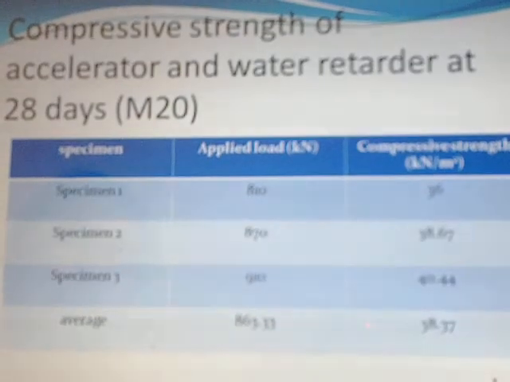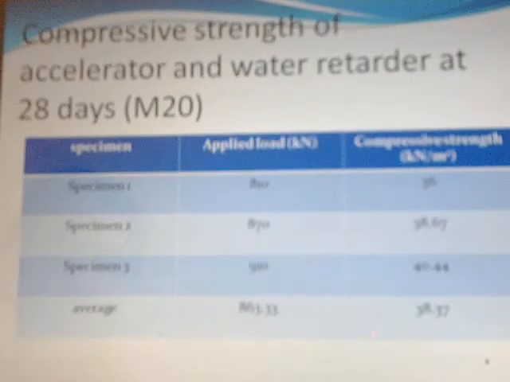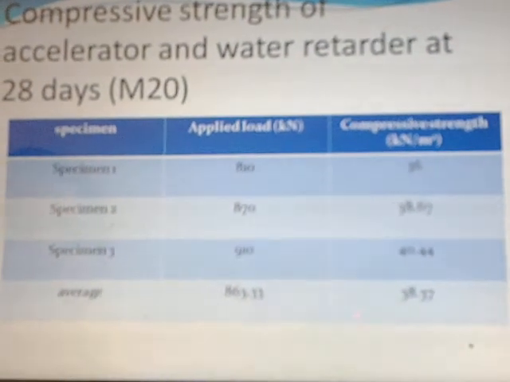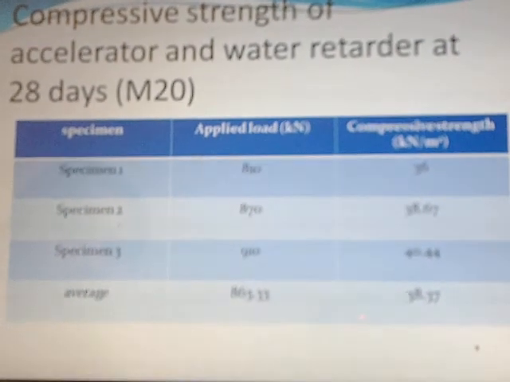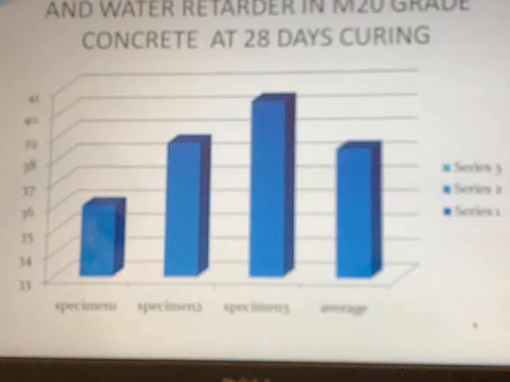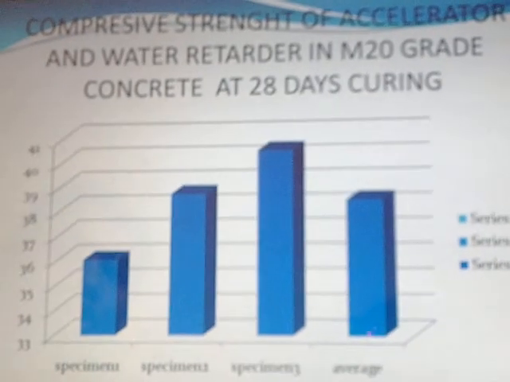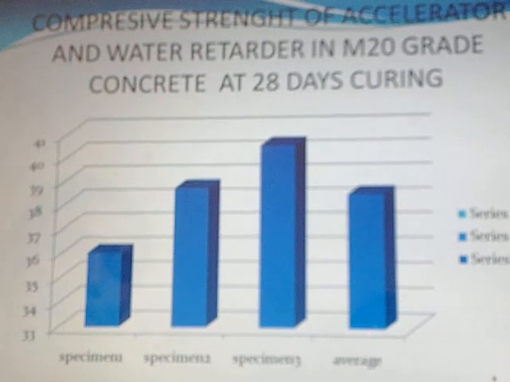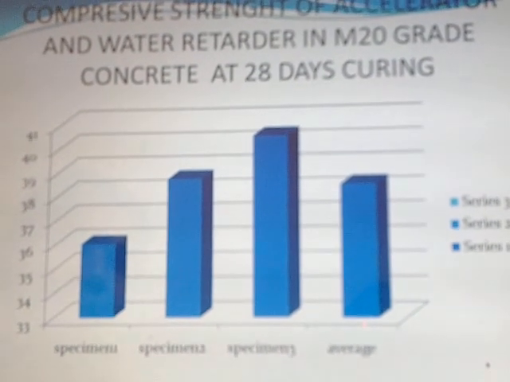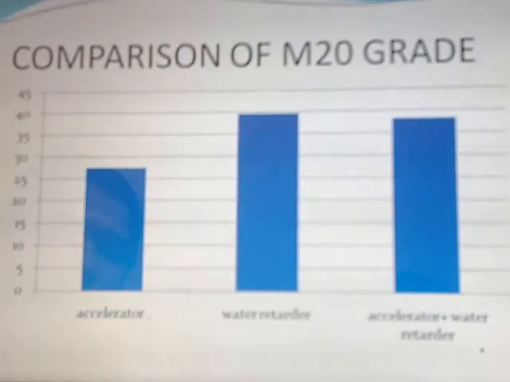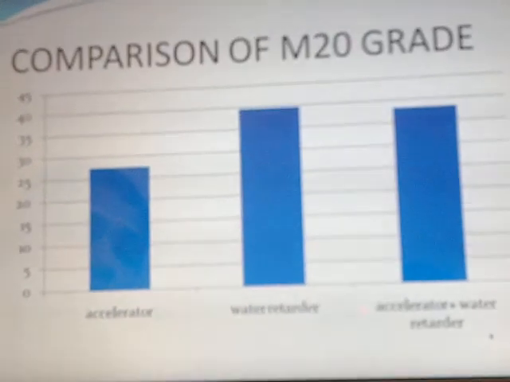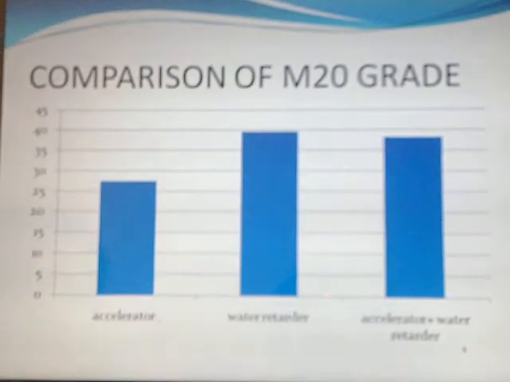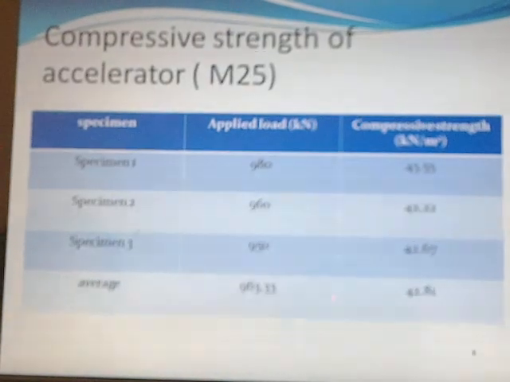The compressive strength of the accelerator and the water retarder at 28 days for M20 grade of concrete. These are the values, and the average value of the compressive strength of the concrete is 38.37. This is the graphical representation of the compressive strength of the accelerator and the water retarder in M20 grade concrete at 28 days curing. This is the comparison graph of M20 grade concrete for accelerator, water retarder, and accelerator and the water retarder. The water retarder gives the highest strength for M20 grade of concrete.